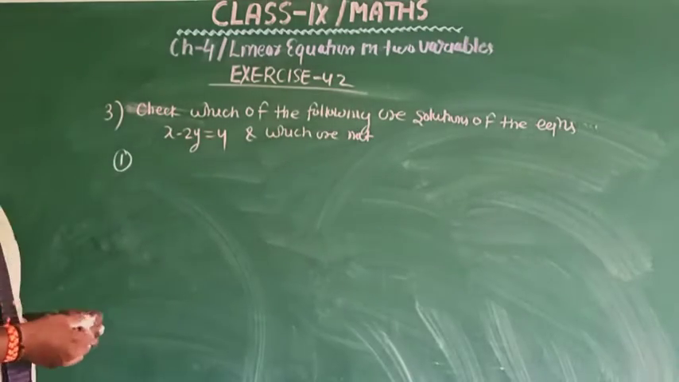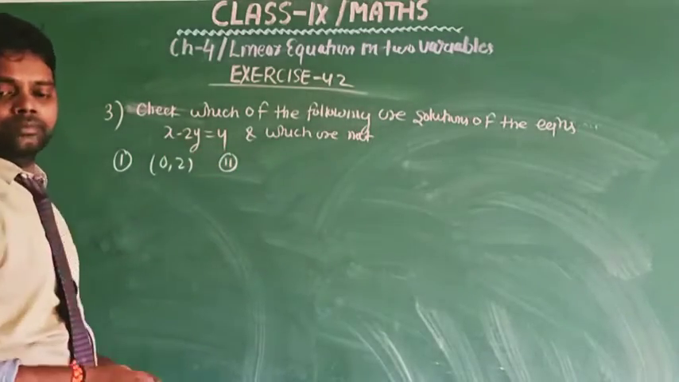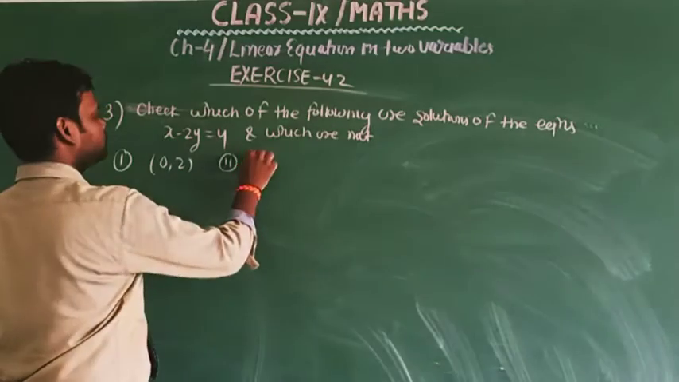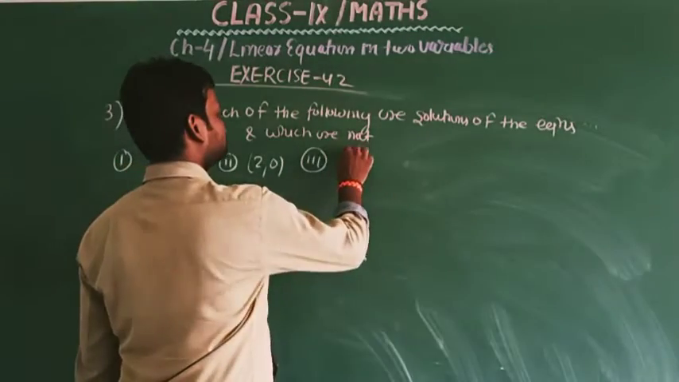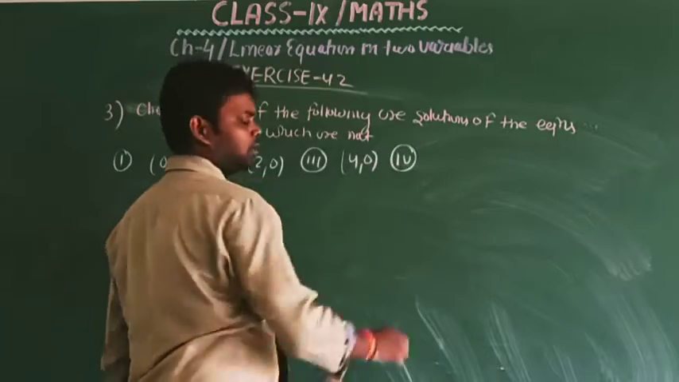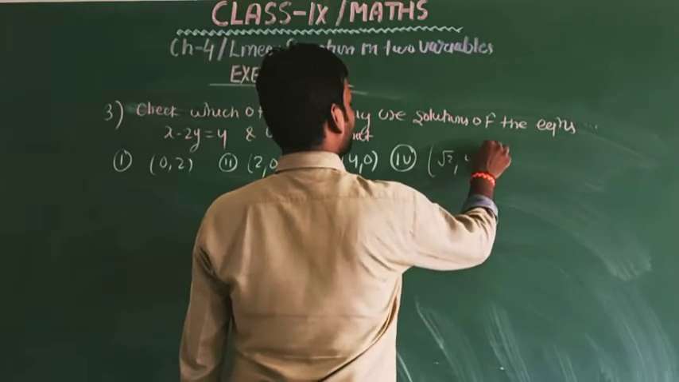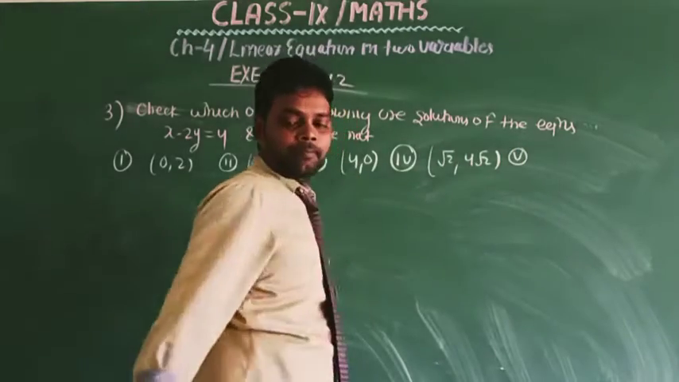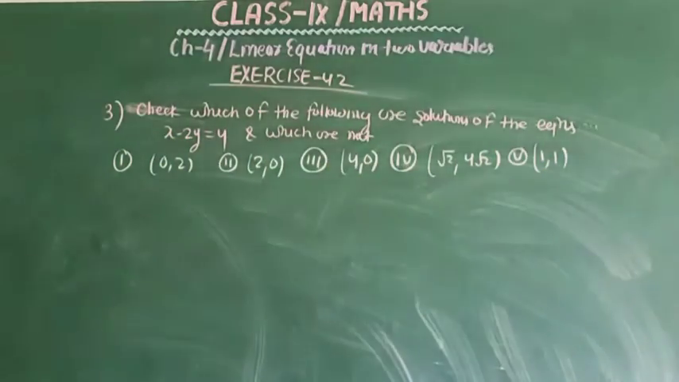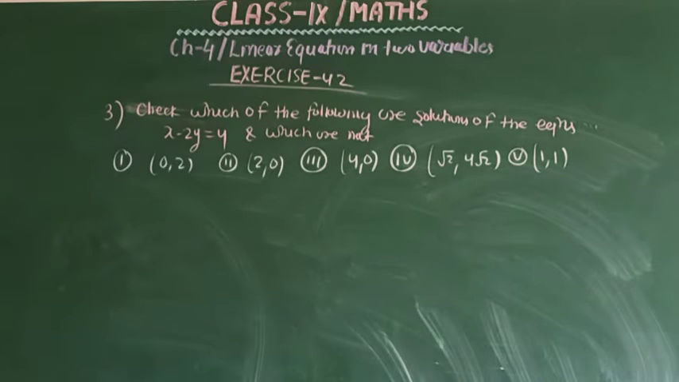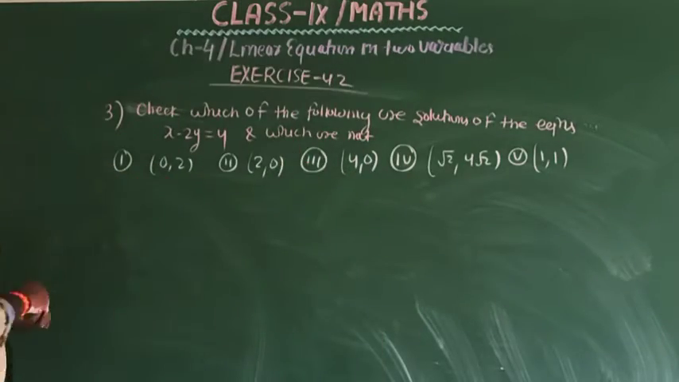The points are 0, 2. Second, 2, 0. Third, 4, 0. Fourth, root 2, 4 root 2. Fifth is 1, 1. So we have to show which is a solution of the equation x minus 2y equal to 4.